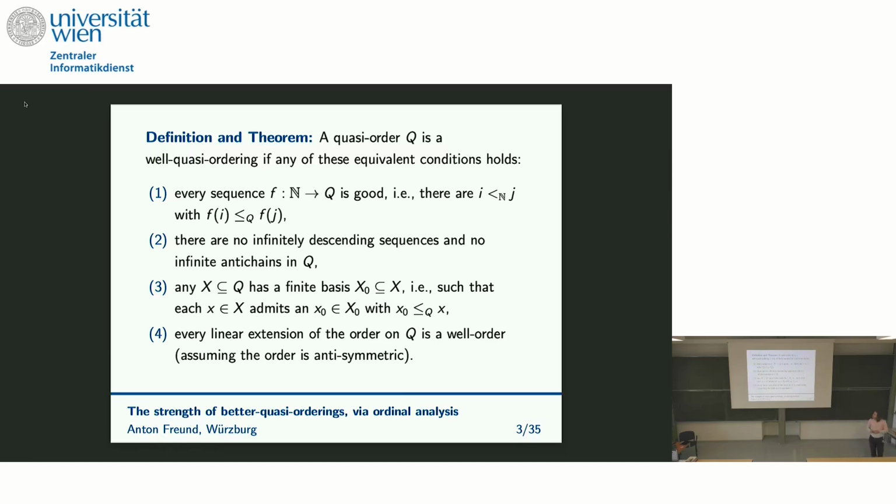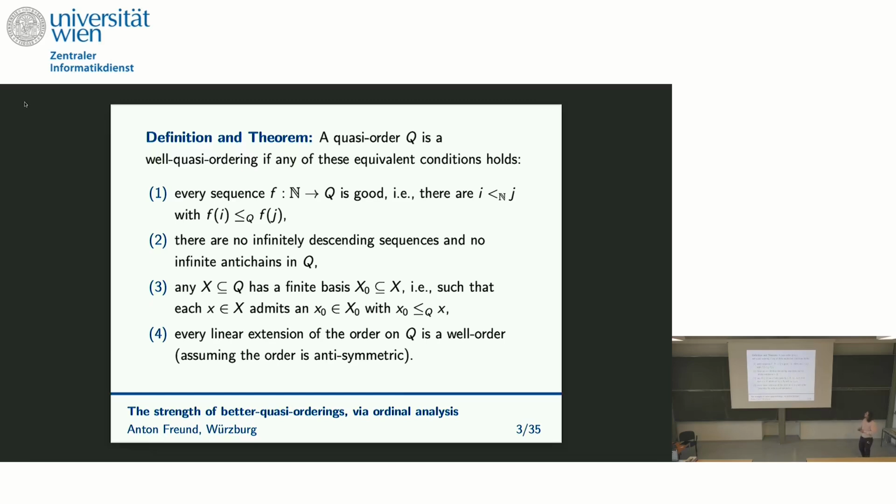And good means that there are indices i smaller than j, such that the earlier element f(i) in the sequence is bounded in the sense of the order by the later element f(j). And if you have a linear well order, then that's indeed the case, because if you have an infinite sequence, it cannot descend forever. So by linearity, it must ascend at some point from some i to j being i plus 1, so in the next step.